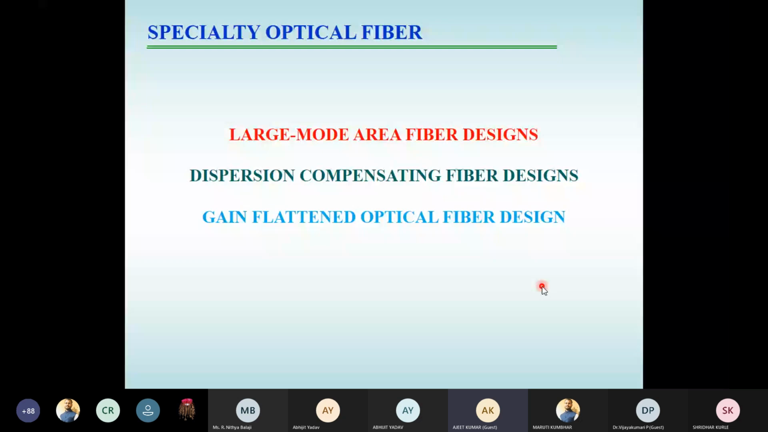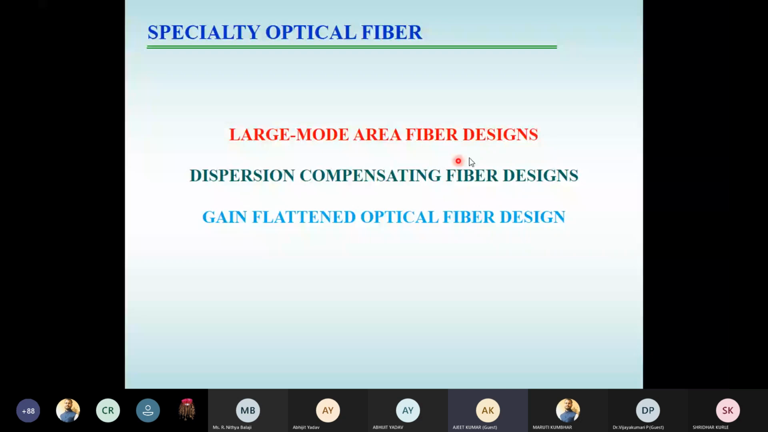One is spatial design for the large mode area designs, which is basically used to design a fiber which can be used as a host material in order to achieve the high power laser. The second one is the dispersion compensating fiber, and the third one is the gain flattened optical fiber. So my first stress will be on designing the optical fibers and waveguides, not only the fiber but the waveguides, which can be used for the high power laser application.